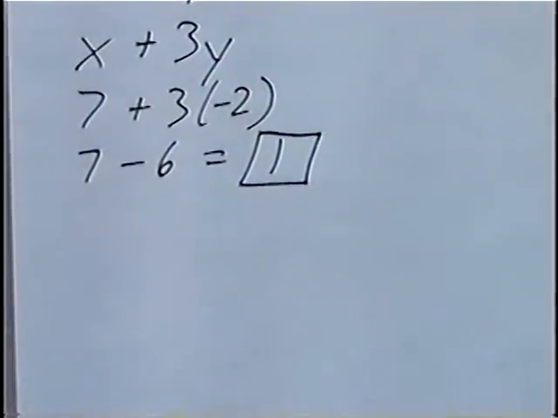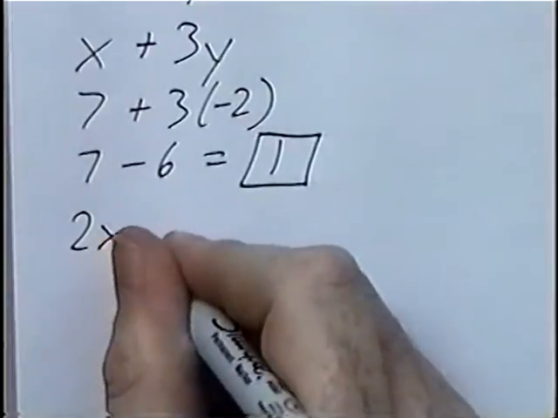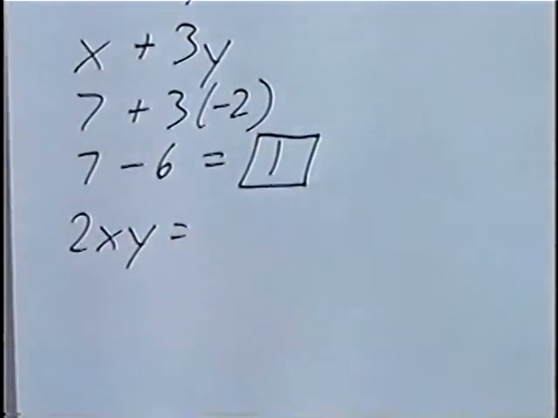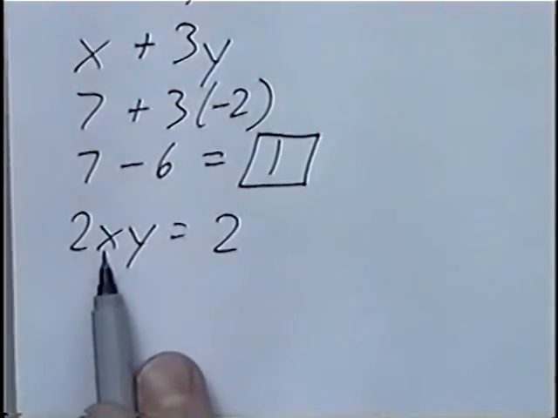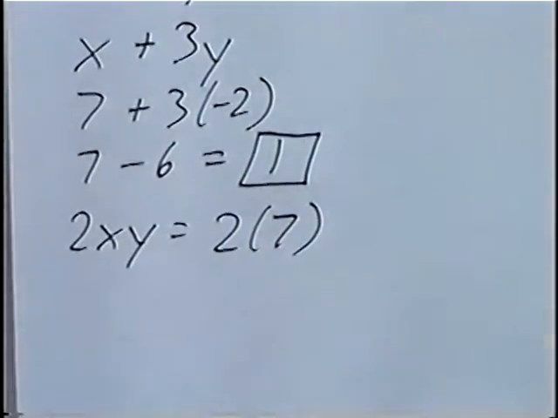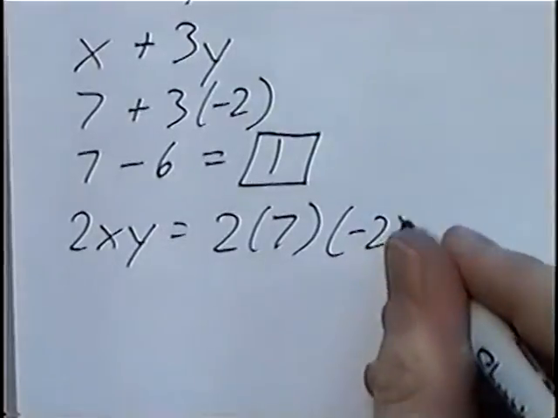Second question is 2xy. Solving this, the 2 would stay the same. In place of x, again the directions say x is equal to 7. And in place of y, the directions are y equals -2.